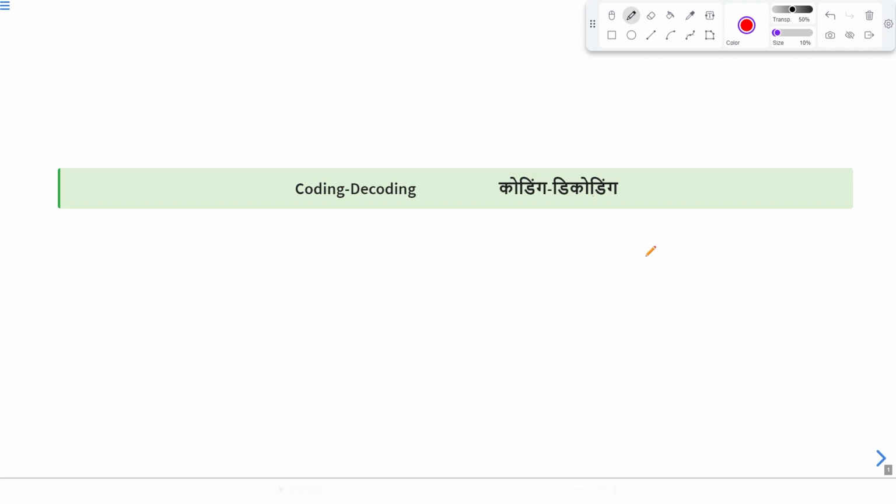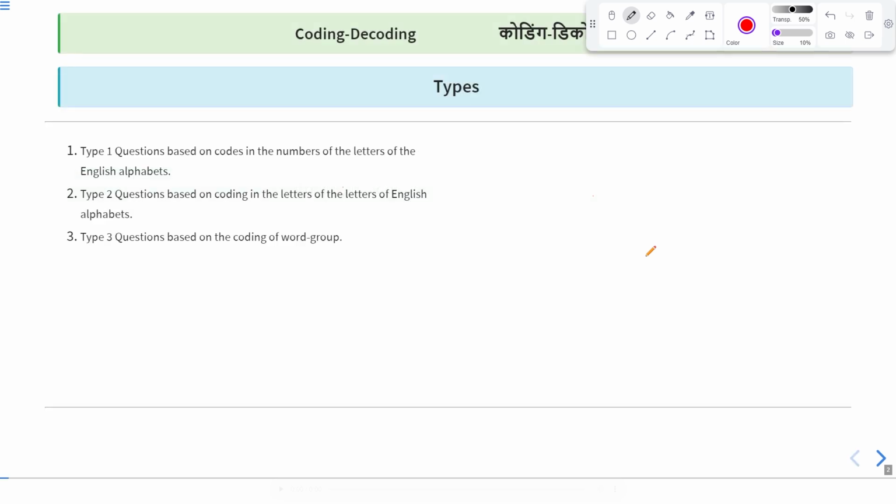Good day, dear students. My name is Sugar, and today we'll be doing Coding Decoding Part 2, decoding based on letters of the English alphabet.